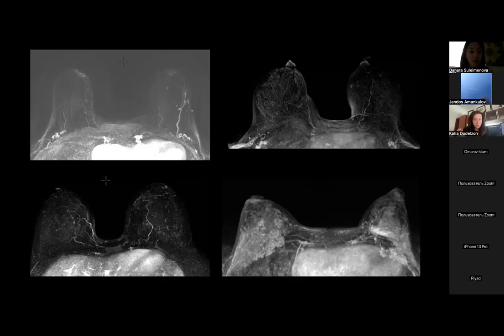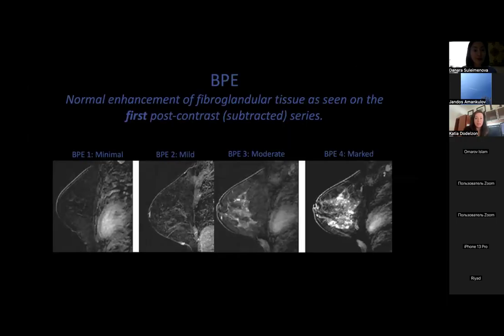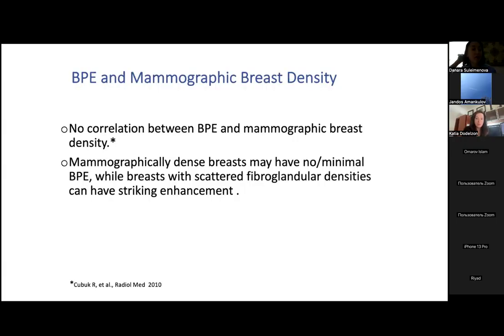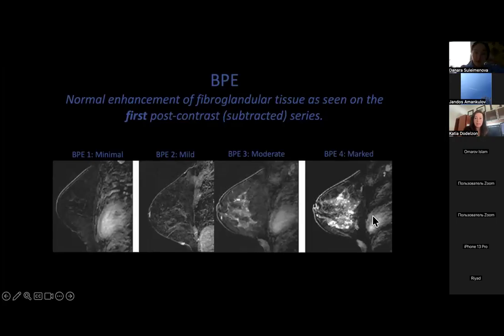There are exceptions where asymmetric enhancement can still be benign, which we'll talk about. But in general, symmetry is your friend, and that's a sign of benignity. But again, this is just an example from minimal enhancement to mild to moderate to marked.